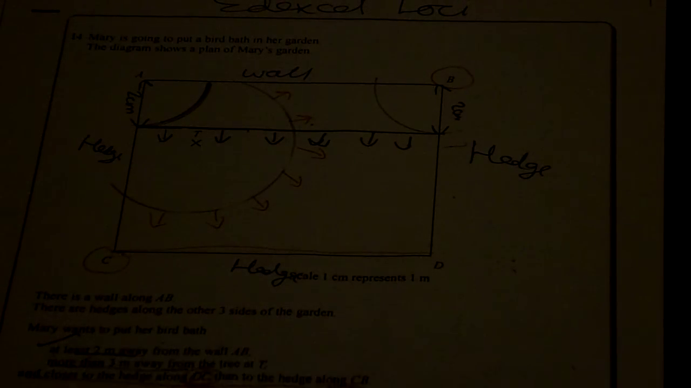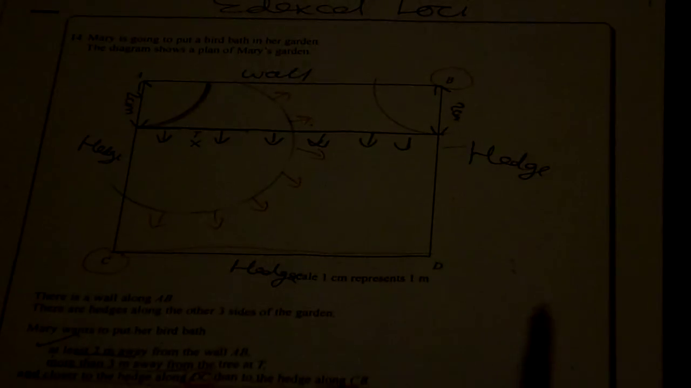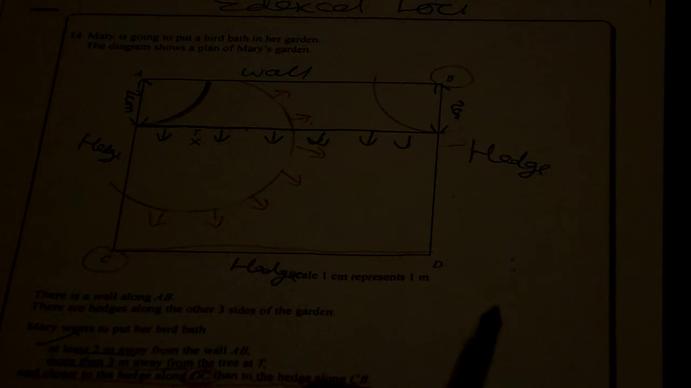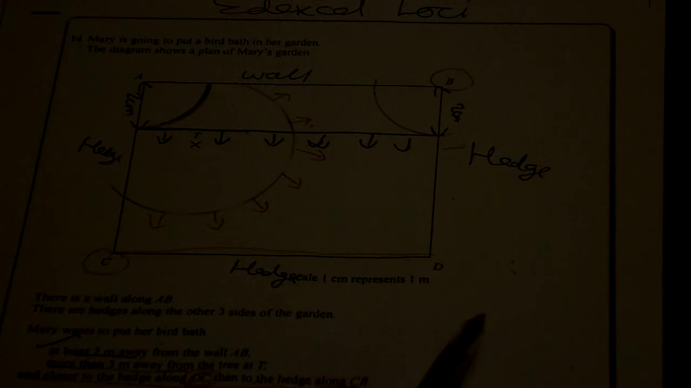Closer to the hedge along D to C. The hedge along CB. We don't have a hedge along CB. The hedge is here. C is here and B is there. That's the middle of the garden. Okay, we'll have to edit this part of the video. Along CB, let's have a look. Okay, we'll just say DB.